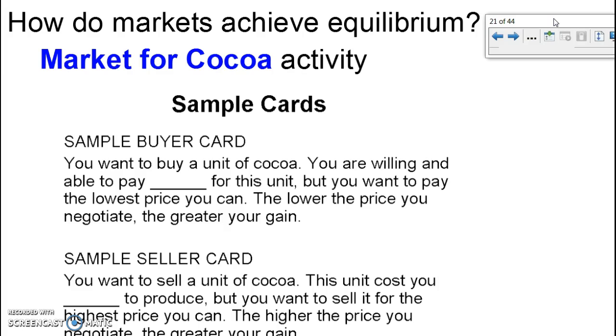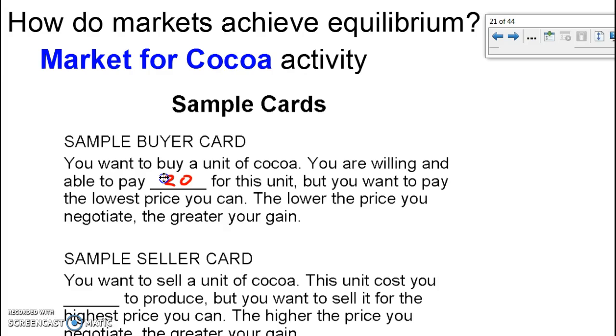So you should familiarize yourself with the card, but don't get too attached to it because you're going to have to turn it in. If you're a buyer, your buyer card will say something like, you want to buy a unit of cocoa. You're willing and able to pay, and it'll have a price. Let's say it'll say $20 for this unit. But you want to pay the lowest price you can. The lower the price you negotiate, the greater your gain.